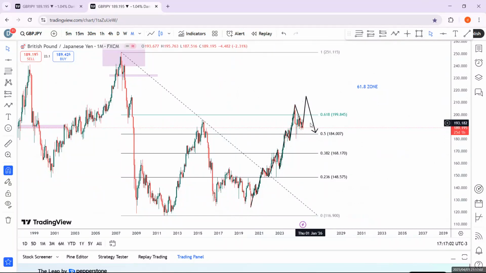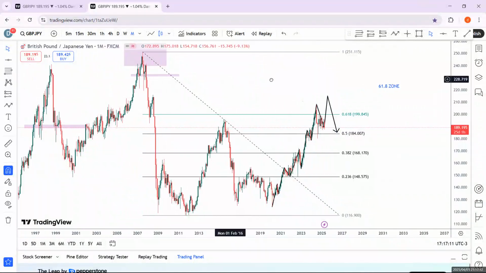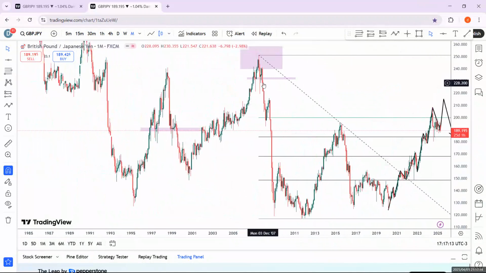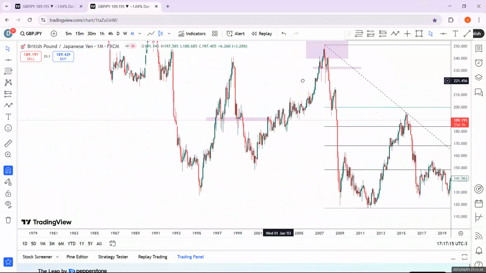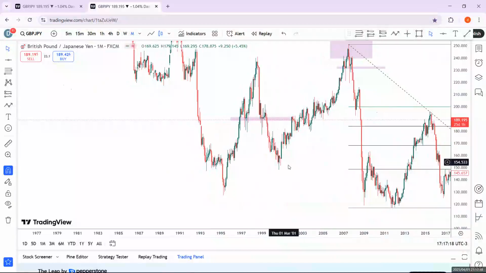So this is the monthly time frame. Accuracy is very important. We must see what? A monthly break of structure for us to confirm that yes, the sellers are ready. Okay, and we talked about it in the past. We saw what? A break of structure here at the second touch of 61.8. This break of structure here was at the first touch of 61.8.